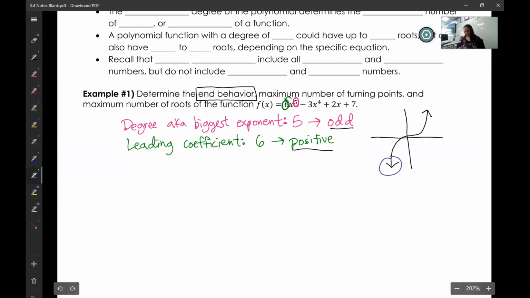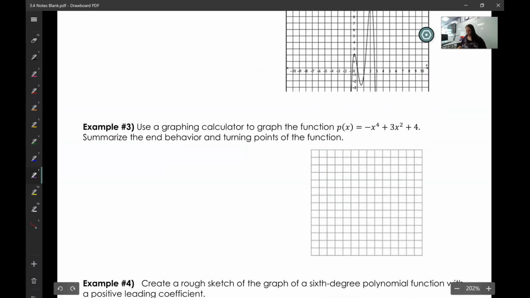So if I know it's a dead worm, now I can write out my end behaviors. So this first one is as x goes to infinity, so the right, as I go to the right, my graph goes up, so positive infinity. And as x goes to negative infinity, so the left, as I go to the left, the graph goes down to negative infinity. And there's our end behavior. That's it. Let's do one more example of this.